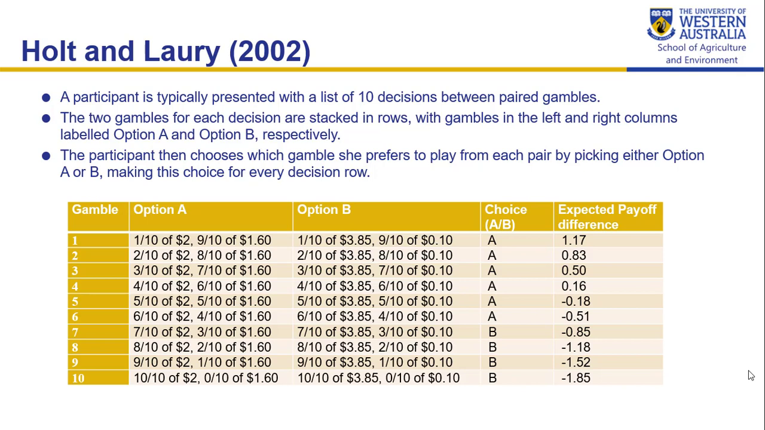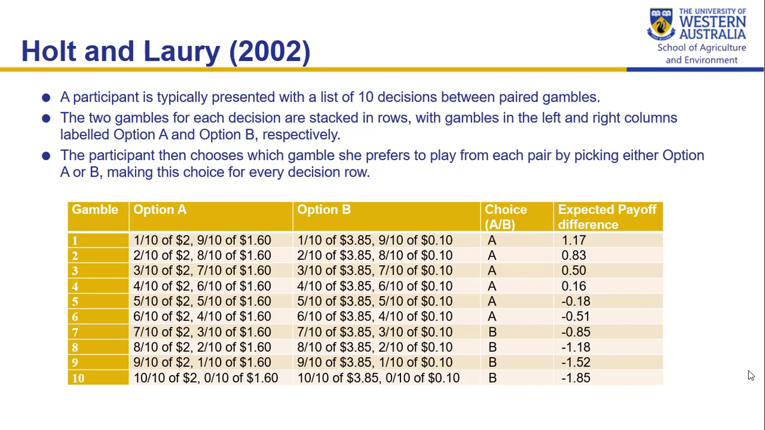The Holt and Laury experiment or protocol is slightly more complex. Here, a participant is typically presented with a list of 10 decisions between paired gambles. The two gambles for each decision are stacked in rows, with gambles in the left and the right columns labeled option A and option B respectively. The participant then chooses which gamble she prefers to play from each pair by picking either option A or B, making this choice for every decision row.